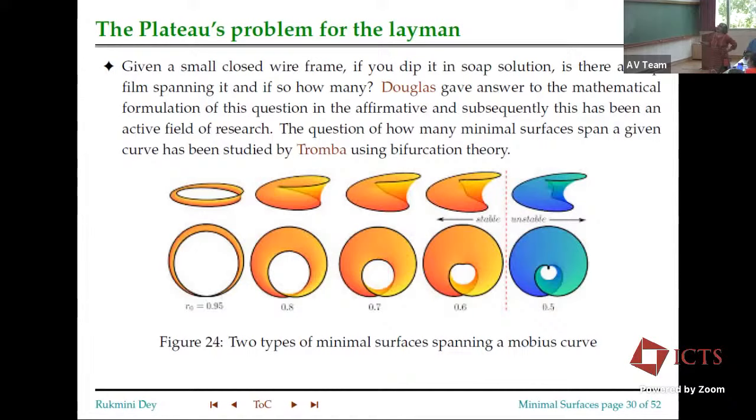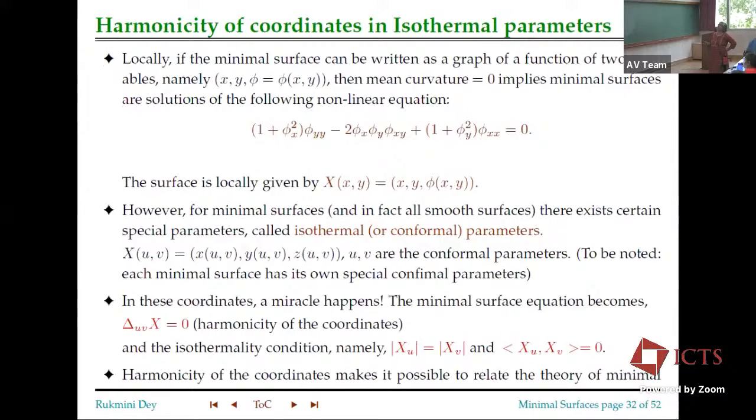The question of how many minimal surfaces span a given curve has been studied by Tromba using bifurcation theory. As you see, you have a Mobius curve. You have a curve, you twisted it and glued it, right? And you dip it in soap solution. You see there is this type and this type. At least visually, it is clear that these two types are different, right? So already you see that.